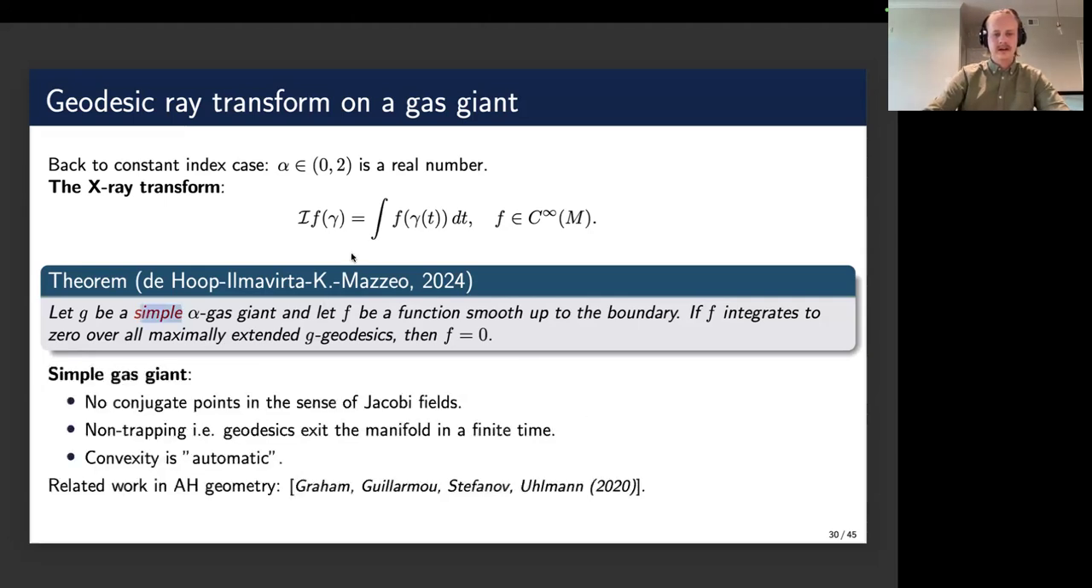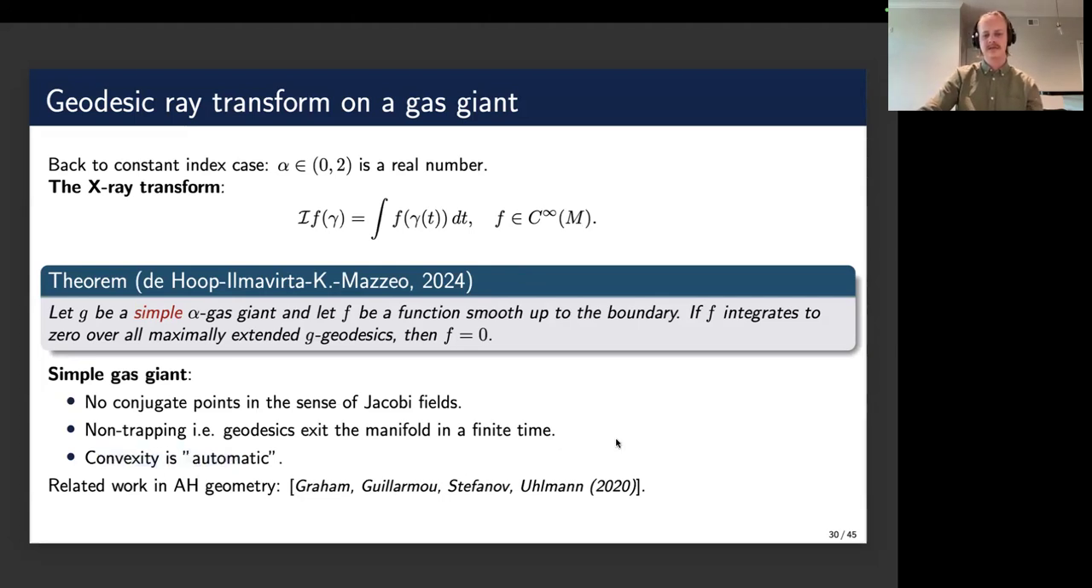I have highlighted here that we are assuming our manifold to be simple, but what I mean by it is basically that there are no conjugate points in the manifold. It's non-trapping, so all geodesics always exit in finite time. Even though we know that it's somehow always true that if you start close enough to the boundary and head in the direction of the boundary, then you will exit in finite time, now, of course, we want to assume that this happens globally, so that our X-ray transform is well defined for this set of functions.